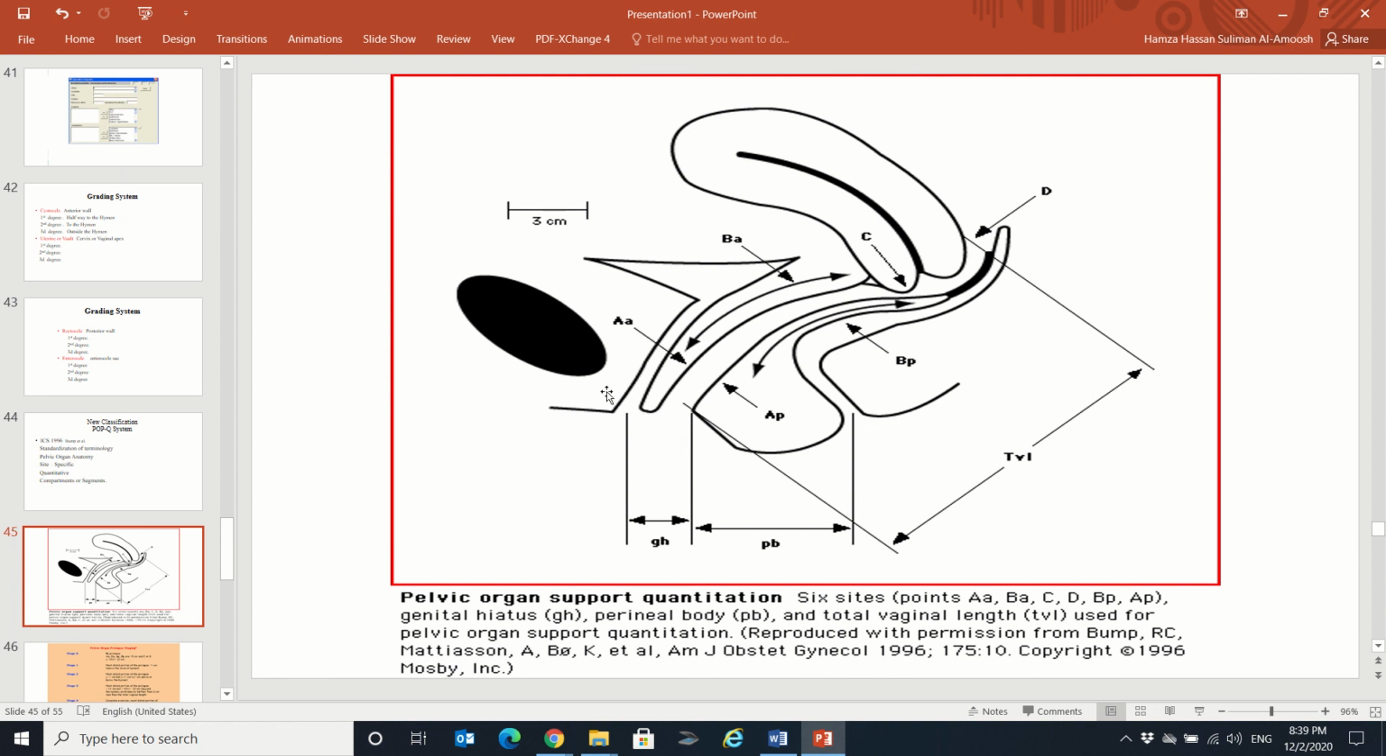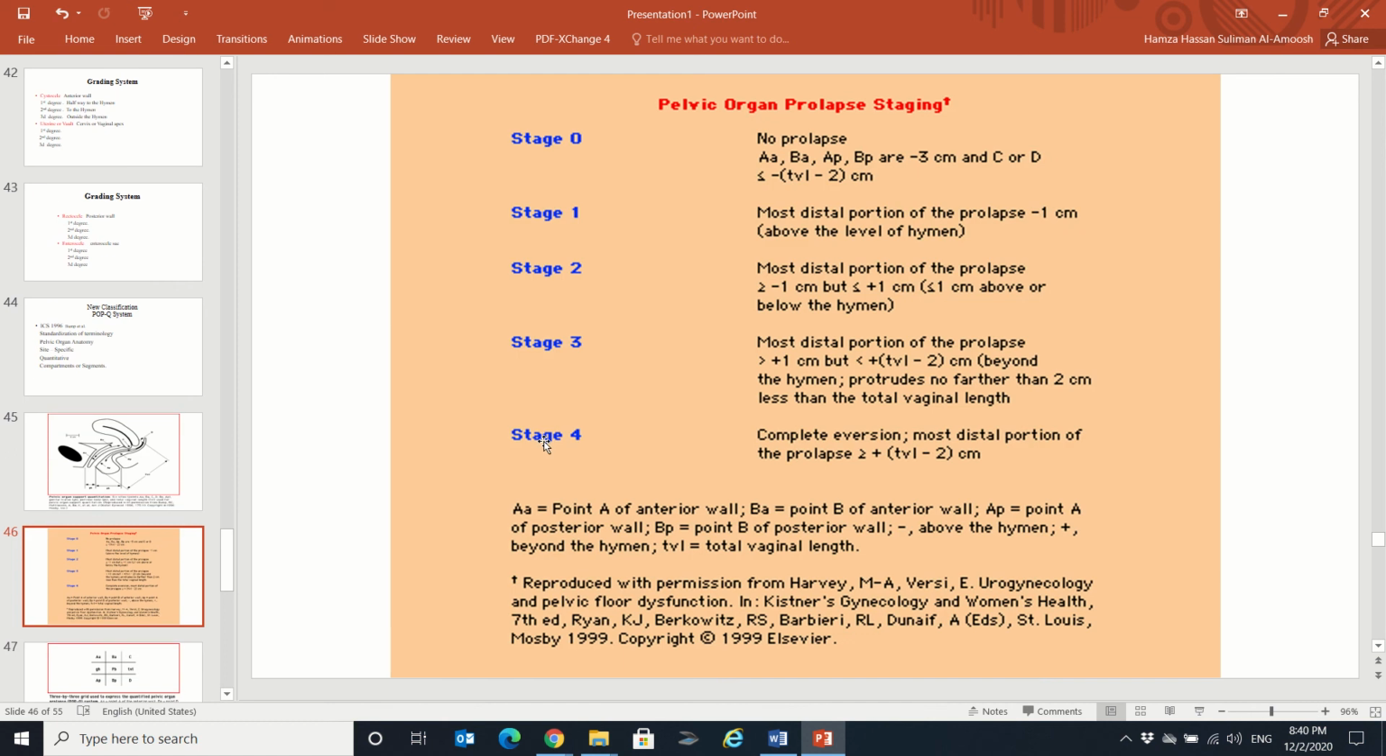If it reaches 0, the hymen ring, then this is second degree. If it's +1 or below, this is third degree. If it's all the vagina outside, more than 7 centimeter outside, this is fourth degree. The same thing for the posterior wall. So these are the points we look at, and this is how we describe prolapse by POP-Q. We'll see examples. Now, we explain the stages.